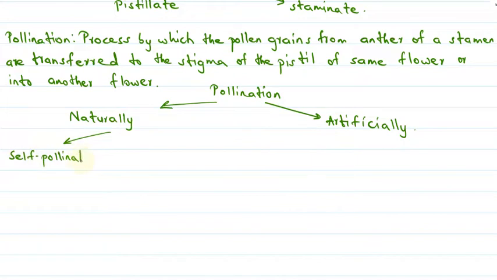Self-pollination, and the other type is cross-pollination. Okay, so first let's see what is self-pollination now.